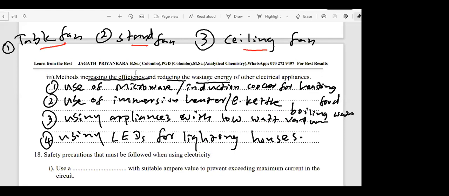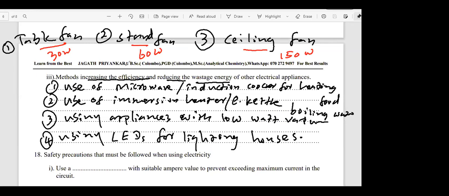Table fan. Yes, table fan around 35 watt, even less than that. So this is around 60 watt. So around 35 watt roughly. This one will be around 150 watt. You can see here it's almost double, or 3 times. So therefore you have to be careful about that also. When you buy something, if you are only in the room, then you better use a table fan rather than using a ceiling fan.